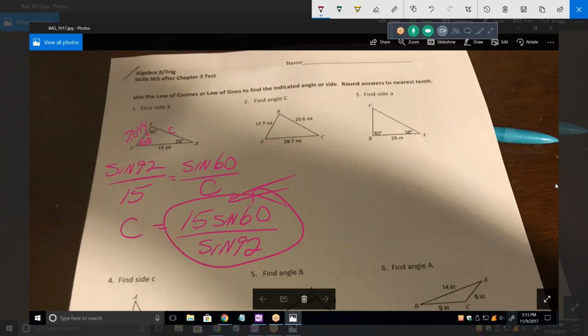Okay. Take 15 times the sine of 60 and divide it by the sine of 92. And we have a good idea where it should be. It's got to be between 7 and 15, the answer. 12.9. Okay? I'm not going to check it. I'm just going to take your word for it.